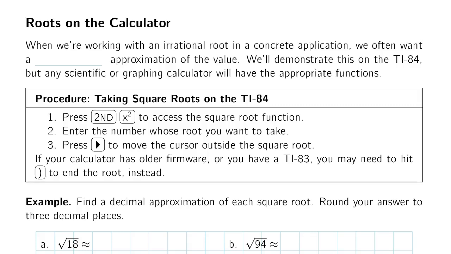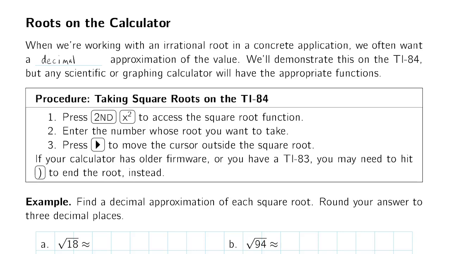Now, when we have an irrational root, often just leaving the root as is the best we can do as far as reporting the exact value. However, often in real life applications, what we want is an approximation of that value that we can actually get out a measuring tape and measure or something. And so often what we want is a decimal approximation of that irrational root value. So in this video, we're going to talk about how to get these decimal approximations.